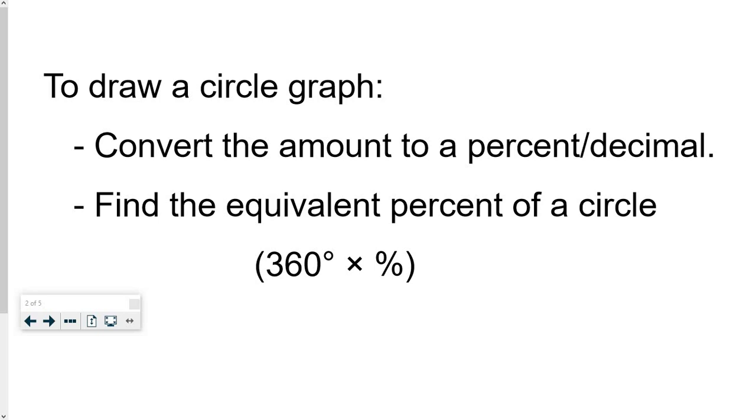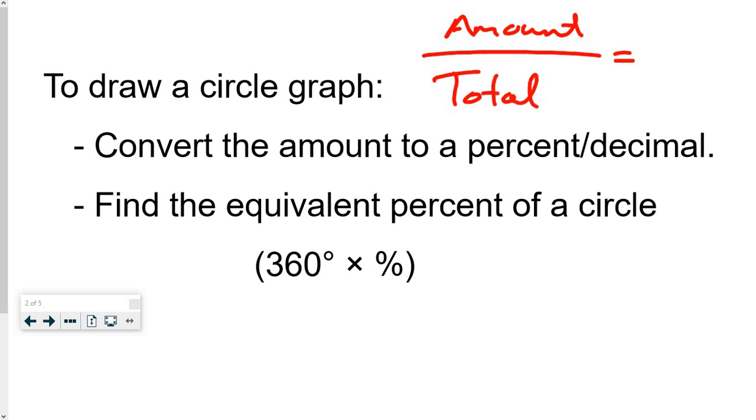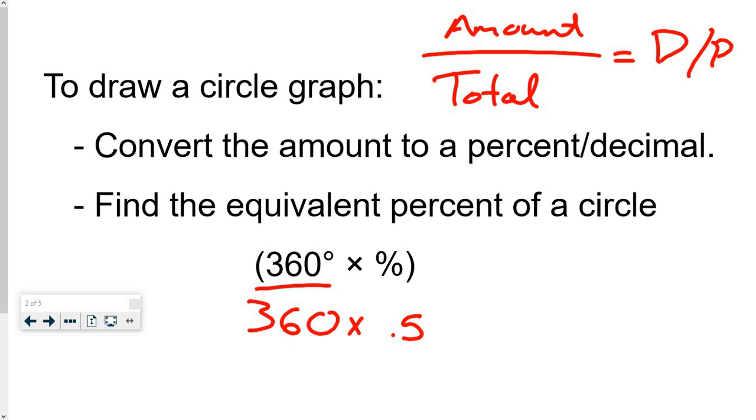So if we have the amount over the total, that will give us a decimal or a percent, depending on how you look at it. If you get the decimal, then you can convert it to a percent. To do that, we have to find the equivalent percent of a circle, and we know that circles are 360 degrees. So 50% of that circle is 360 times 0.5, because that's how we represent percents in math, and that would equal 180 degrees. So that would be how much we have to show in that circle graph.